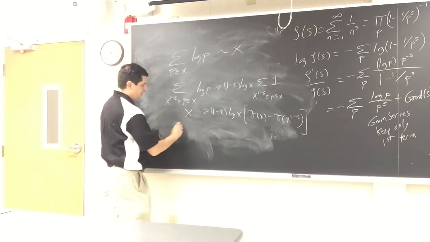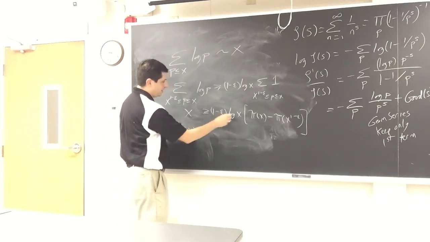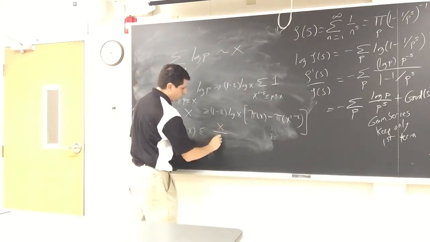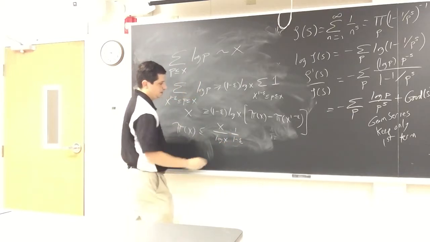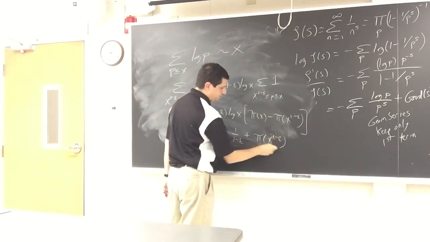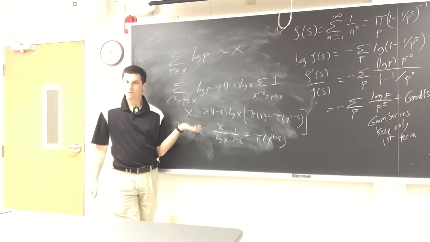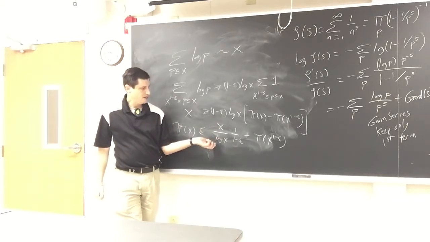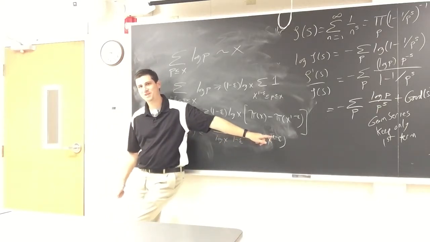So when the dust settles, I'm going to get an upper bound. I'll get pi of x is less than or equal to x over log x with a 1 over 1 minus epsilon, plus pi of x to the 1 minus epsilon. So the prime number theorem is that pi of x is about x over log x. Can anybody give me a crappy bound for the number of primes at most x to the 1 minus epsilon?